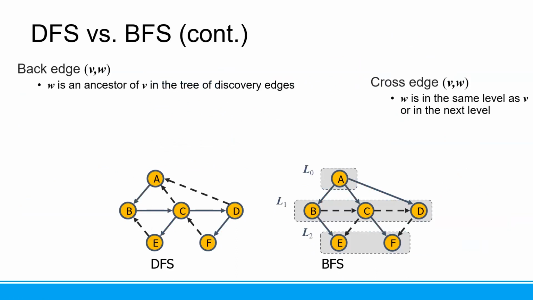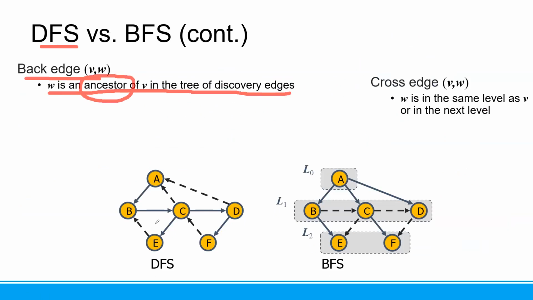So the difference between the BFS and DFS is the back edge and the cross edge. If it is the back edge, so it is the DFS, and we call W an ancestor of V in the tree of discovery edges. Do you still remember ancestor?